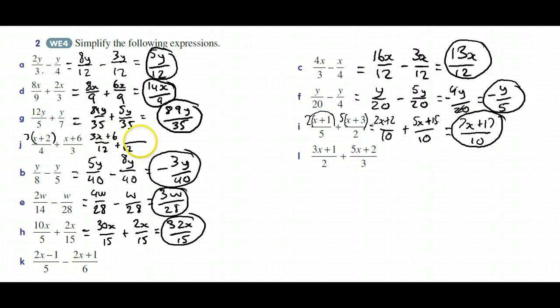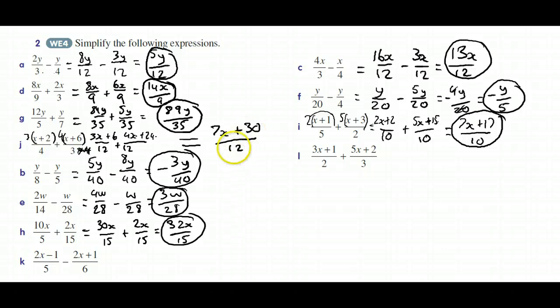And then on the top of the other one, we've got to multiply the 3 by 4 to get 12. So we've got to multiply the whole top by 4, which will give us 4x plus 24. Now I'll bring that out here so it's a bit easier to see. 3x and 4x give 7x, and 6 and 24 gives 30, and that's all over 12.